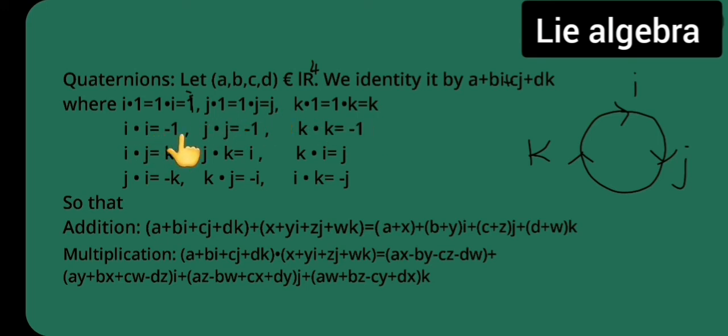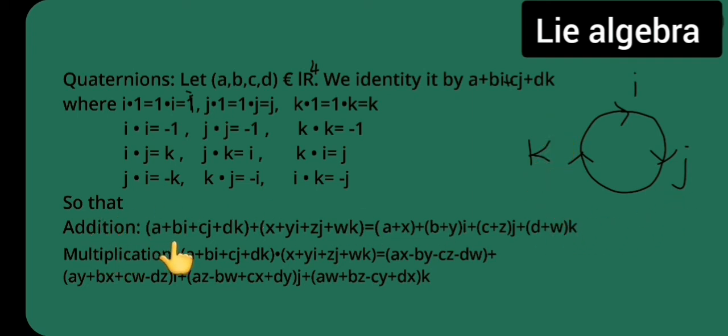So i times i, or j times j, or k times k, will all be minus 1. And for i times j, I will get positive k. If I do j times k, I will get positive i. So the arrow goes clockwise. And k times i gives positive j. If it is the other way around, j times i gives minus k. Now k times j gives minus i, and i times k gives minus j.